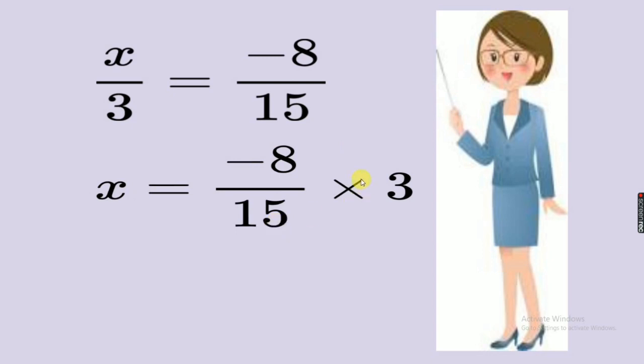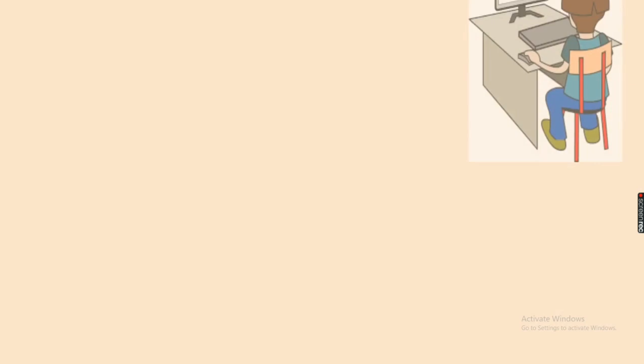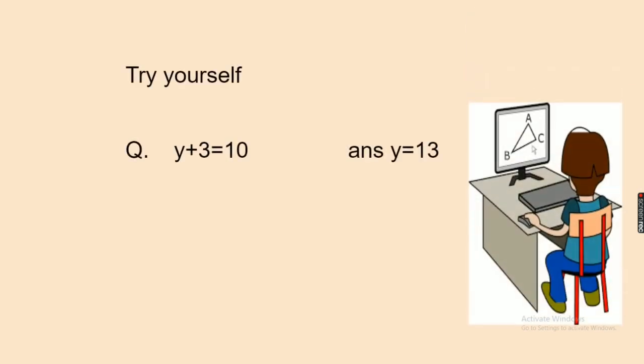x is equal to minus 8 upon 15 multiplied by 3. This 3 in the division sign would be converted into the multiplication. So solving this, we got 3 1s are 3 and 3 5s are 15. We got x is equal to minus 8 upon 5. So we got the value of our variable, that is minus 8 upon 5, our required answer.